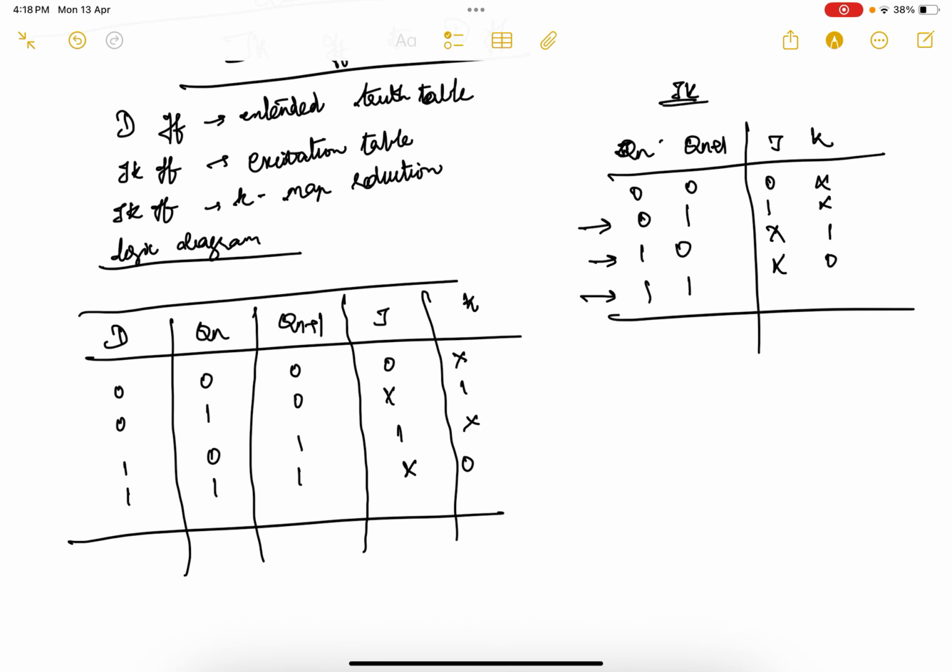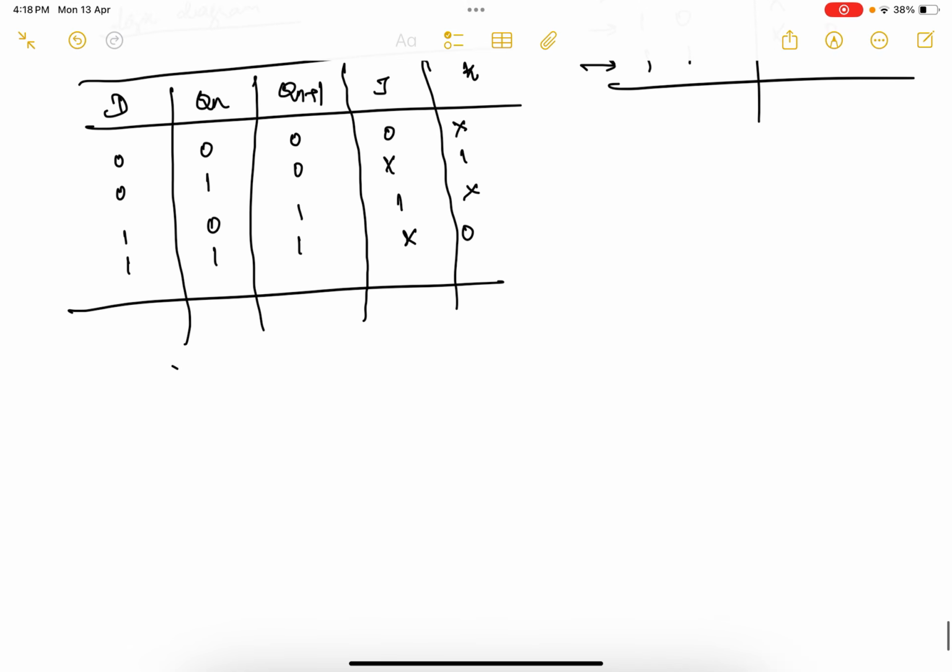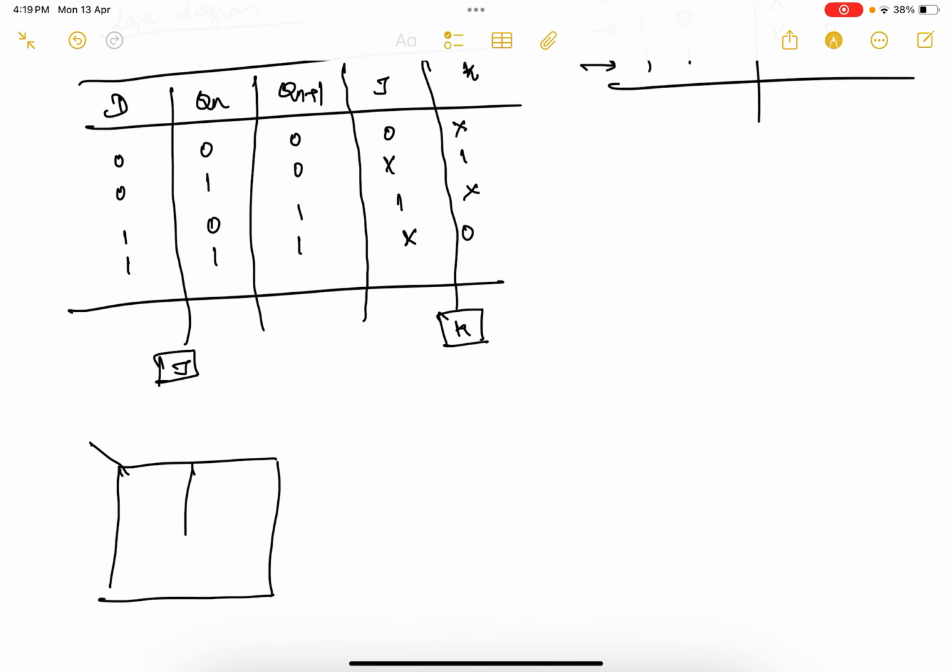Now both the extended truth table and the excitation table have been drawn. The third thing is to draw the K-map for J as well as the K-map for K. So it is going to depend on a 2 variable function, so we are drawing a 2 variable K-map.